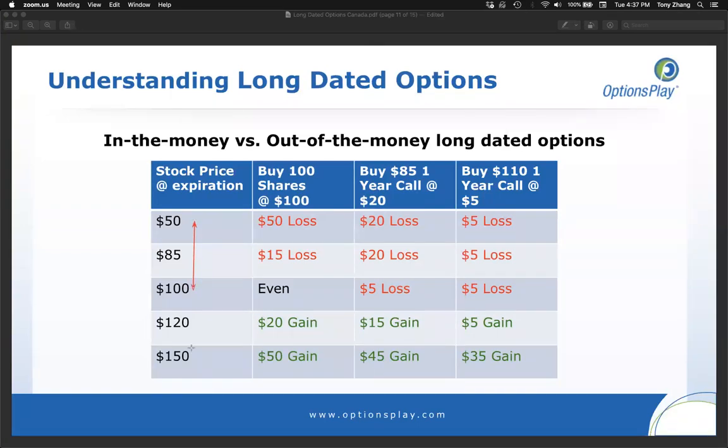If it goes up 50 bucks, you're going to gain 50 bucks. So it's dollar for dollar. It's even. If it goes down, you lose a certain amount. If it goes up, you make a certain amount. However, when you buy an option strategy, that's not the same case.